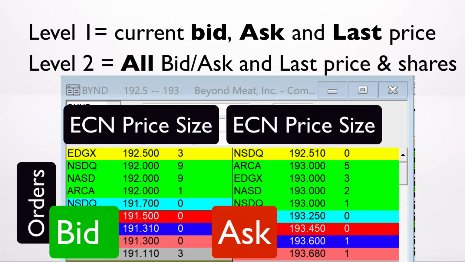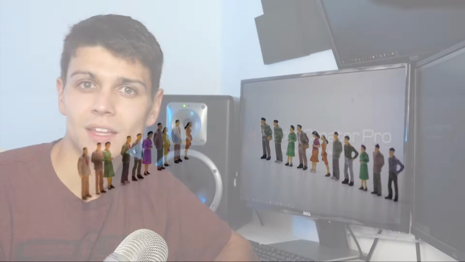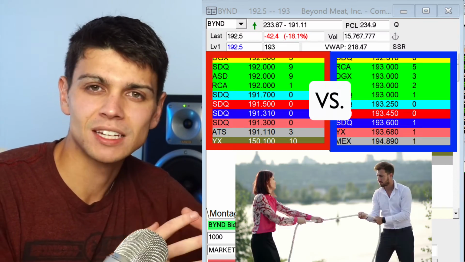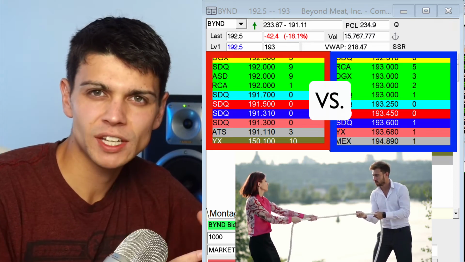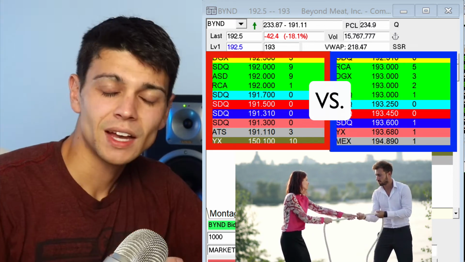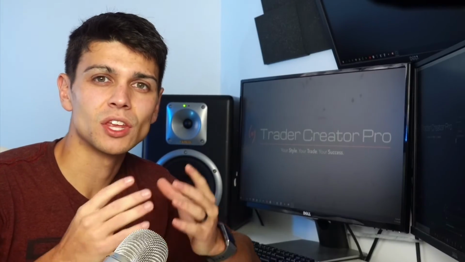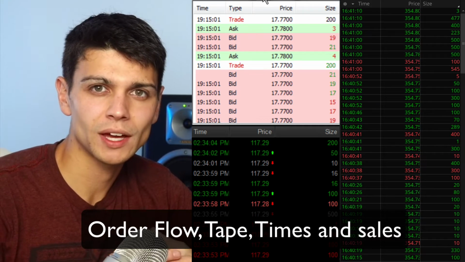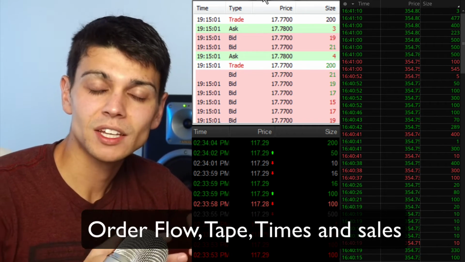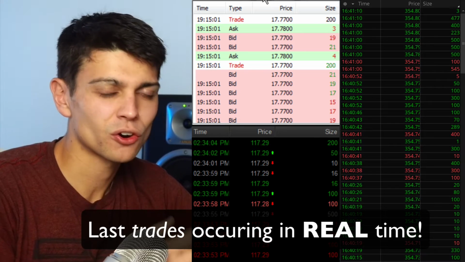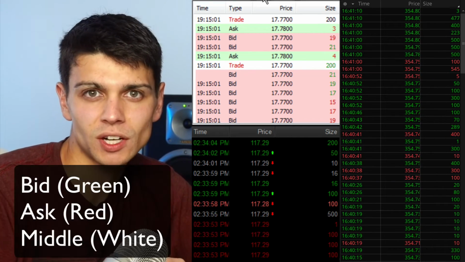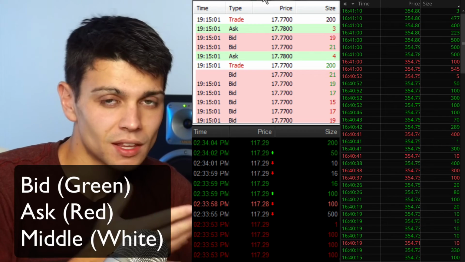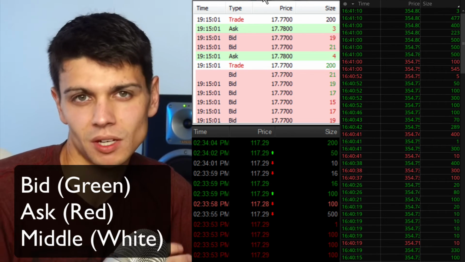A lot of the smaller cap traders will focus heavily on level 2. They will essentially be analyzing each side of the line to get a feeling and trying to understand which side is stronger. Another thing they will look at is the order tape, also known as times and sales. This shows the last trades occurring in real time with their position size and if the trade took place on the bid, the ask, or somewhere in the middle.